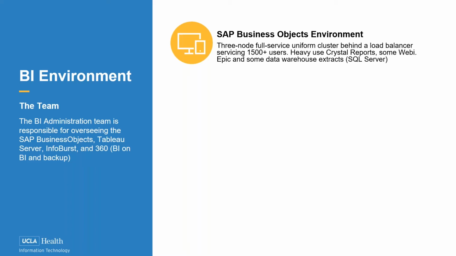We are running a 3-node full service uniform cluster behind a load balancer, which means all the nodes are totally identical, just in case you're wondering. We're servicing about 1,500 plus users, using Windows AD for authentication. We're an Epic shop, which means if you're in healthcare at all, you know what Epic is. That means we're heavily using Crystal Reports, some Webi reports. We have an Epic Oracle backend known as Clarity, as well as some data warehouse extracts using SQL Server.